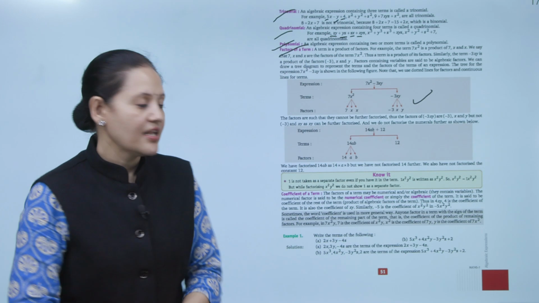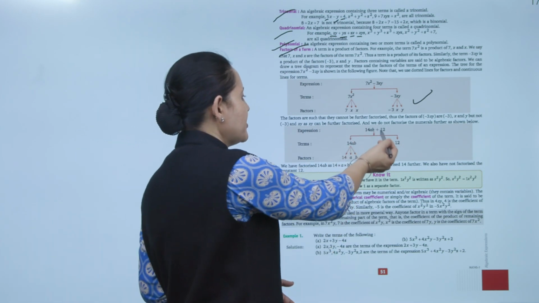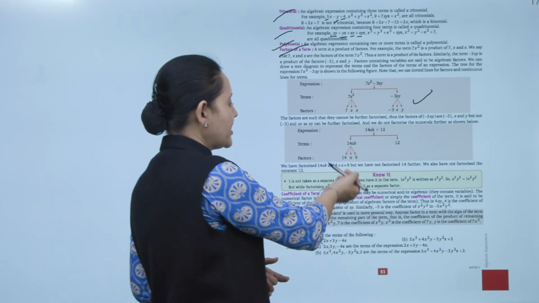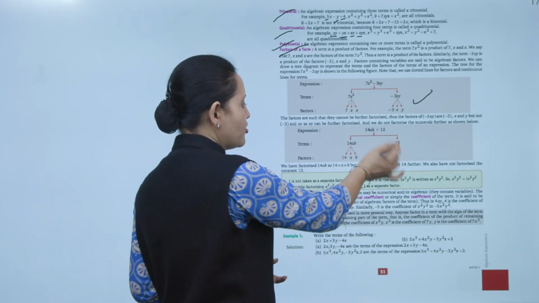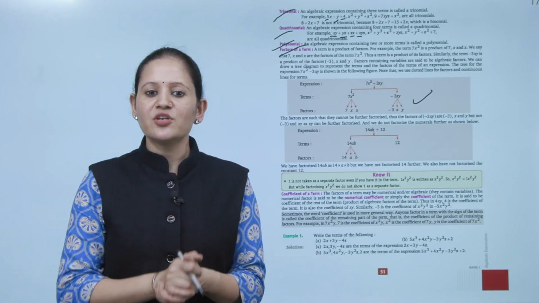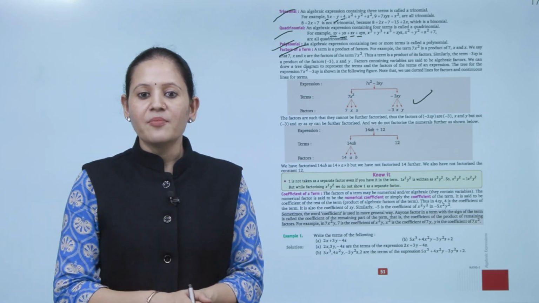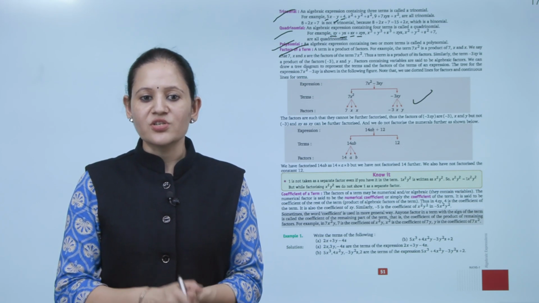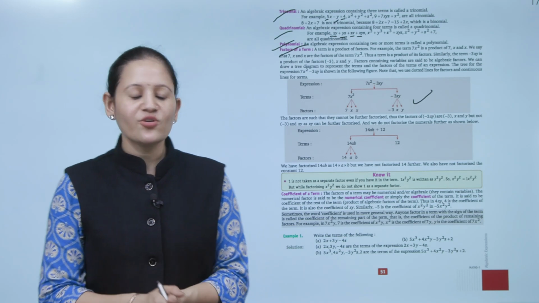Clear? Like here, 14ab plus 12. So two terms, 14ab and 12. 14 को हम factorize करेंगे 14ab. This is a numeral term, so we cannot factorize it. Clear? So we have factorized 14ab to 14, a, b, but we have not factorized 14 further. We also have not factorized the constant 12. Next is know it.